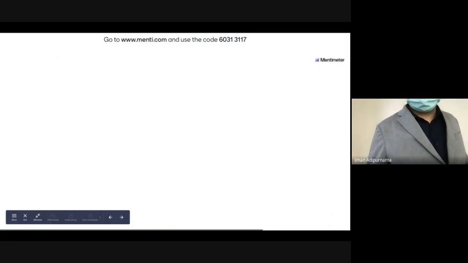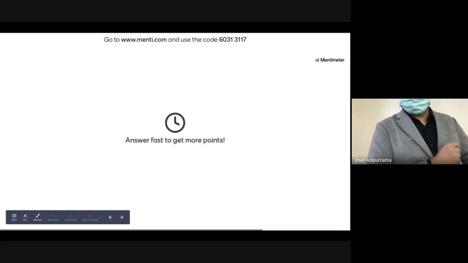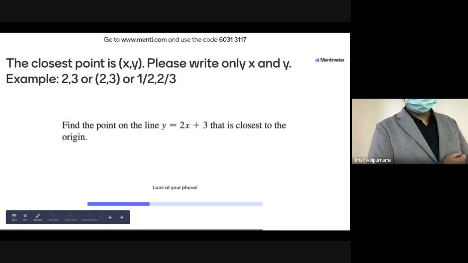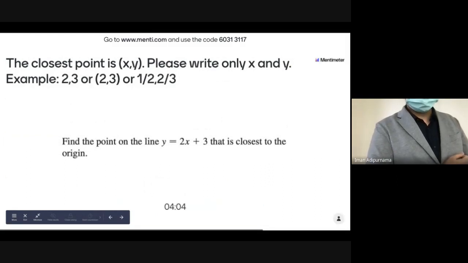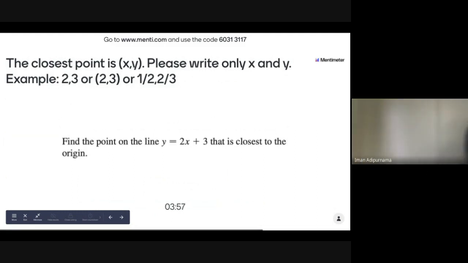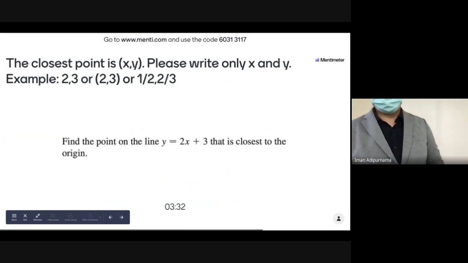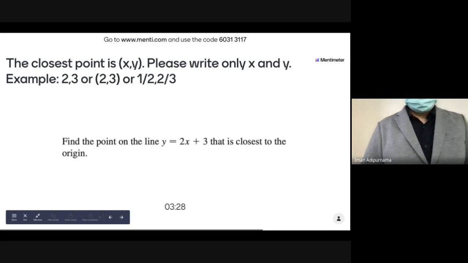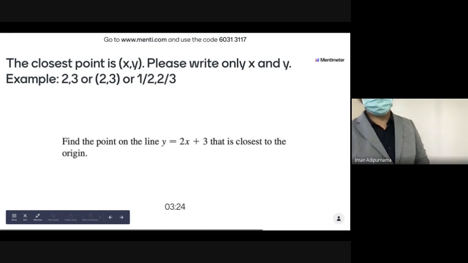Next question, the last question. Let's start. Find the point. You may write, for example, 2 and then 3 with a comma. You need to write with a comma without space. Or if it is a fraction, then 1/2, comma 2/3. If you want to use brackets, that's also fine, but not having brackets is also okay. I already prepared the answer for all conditions. I hope the time is okay.